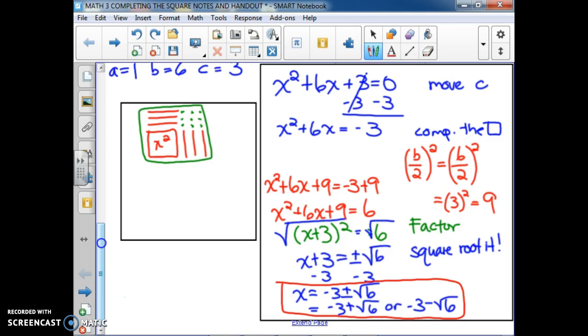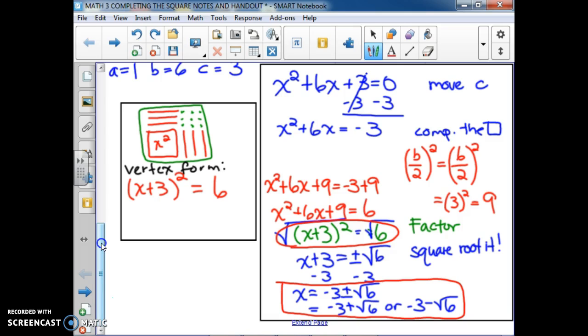If you have a standard form quadratic equation and your question asks you about the vertex, you're going to complete the square up until this step right here. This is where you're going to get your vertex form. So you don't have to take the square root and do the plus and minus and all that stuff. You can stop right here at x plus 3 squared equals 6. This is how you get your vertex form.